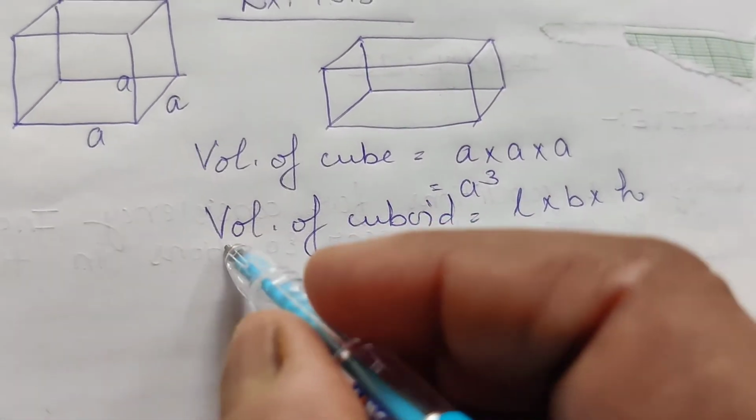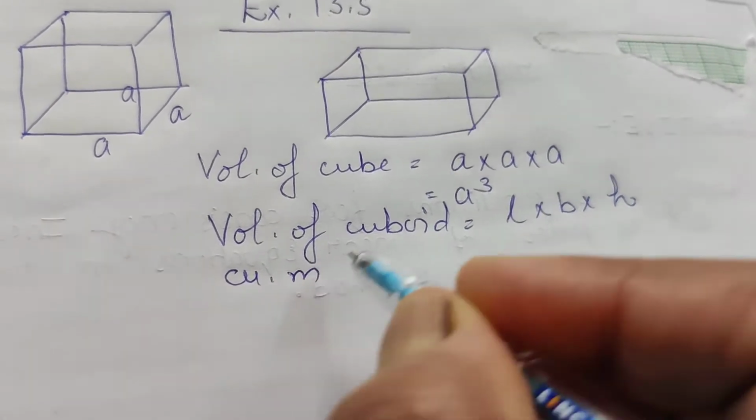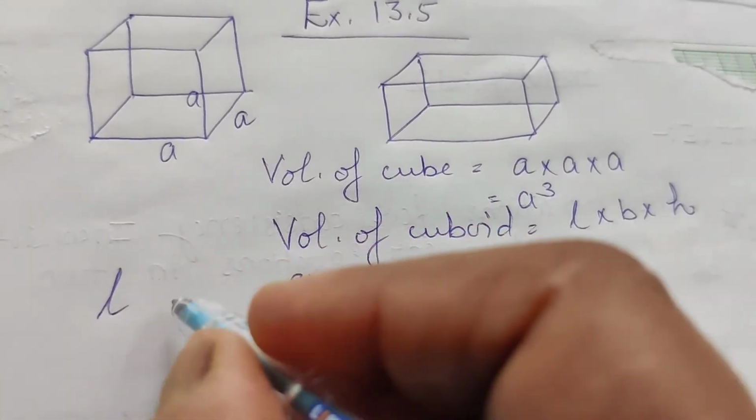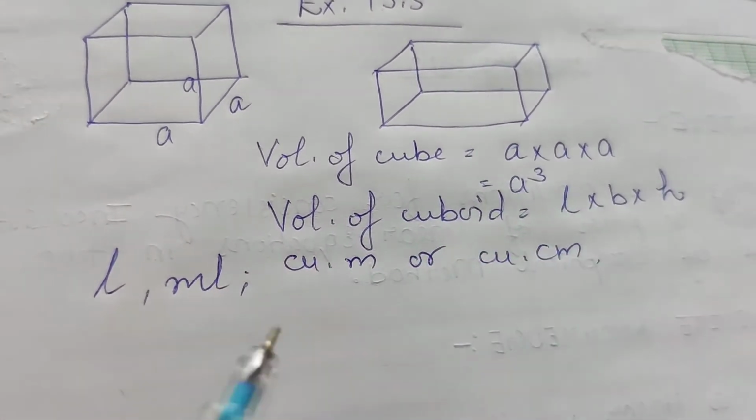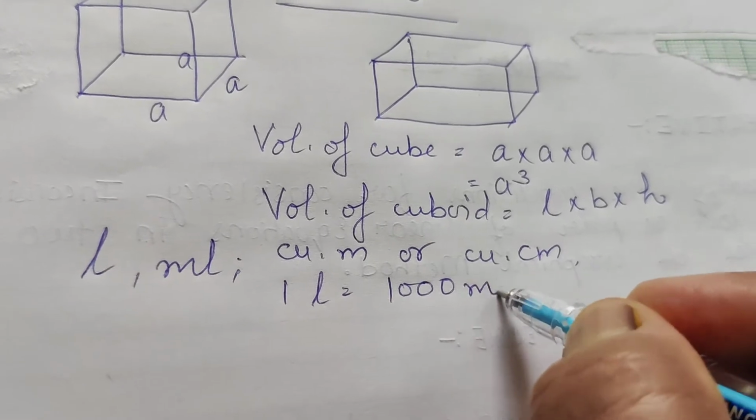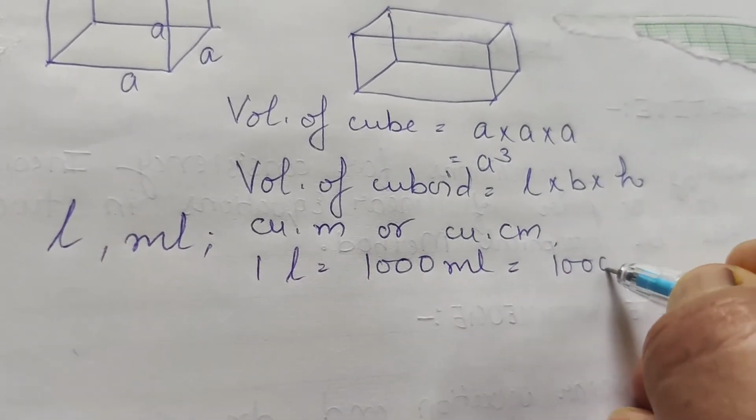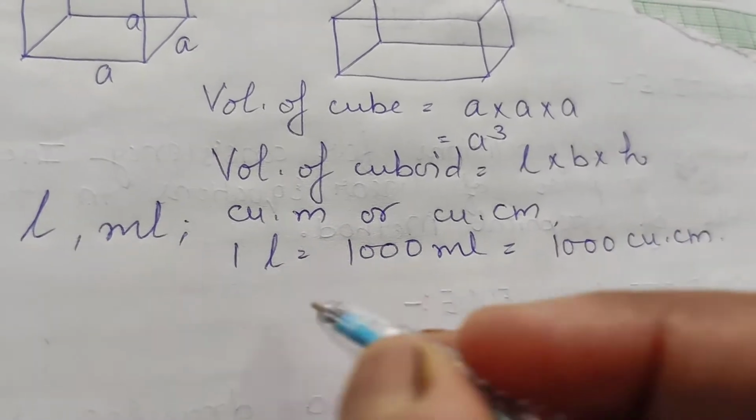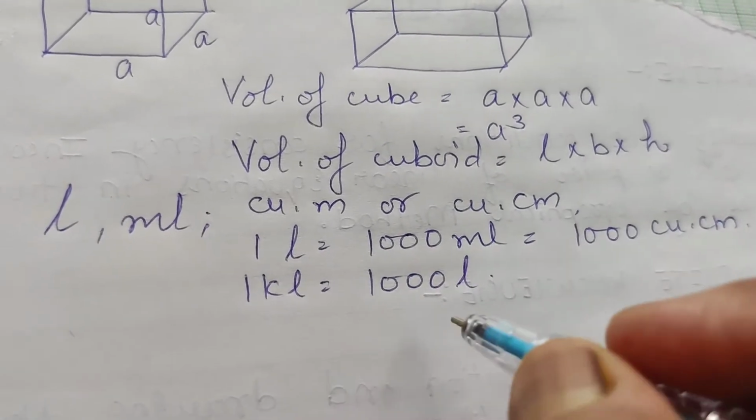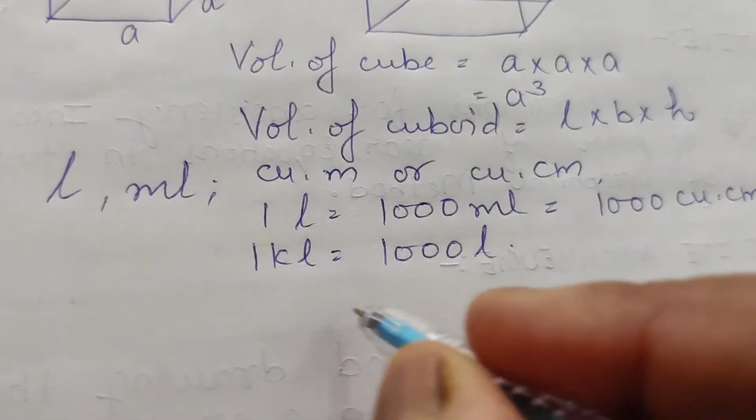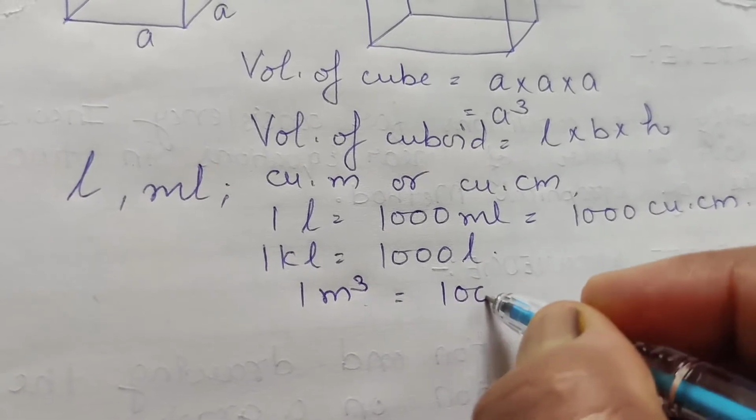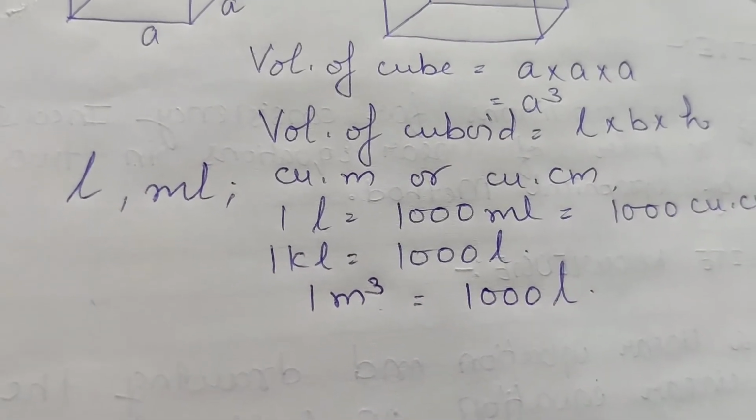And the unit of volume is cubic meter or cubic centimeter, and liter, milliliter, all are the units of volume. 1 liter equals 1000 milliliter and 1000 cubic centimeter, and 1 kiloliter equals 1000 liter. 1 meter cube equals 1000 liter. These are the units of volume.